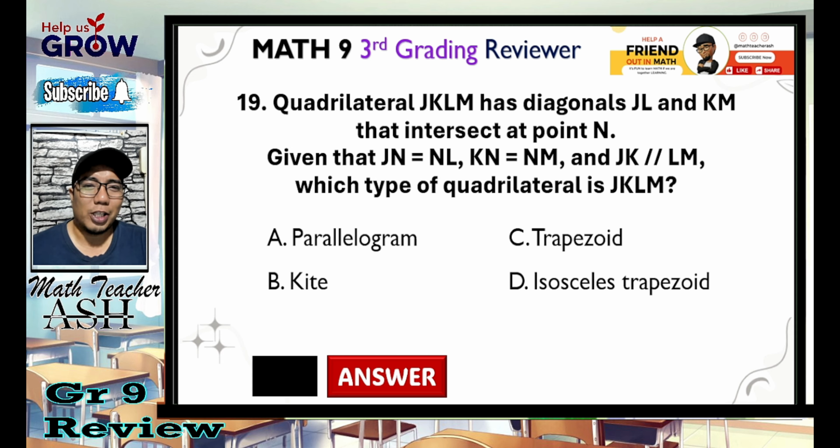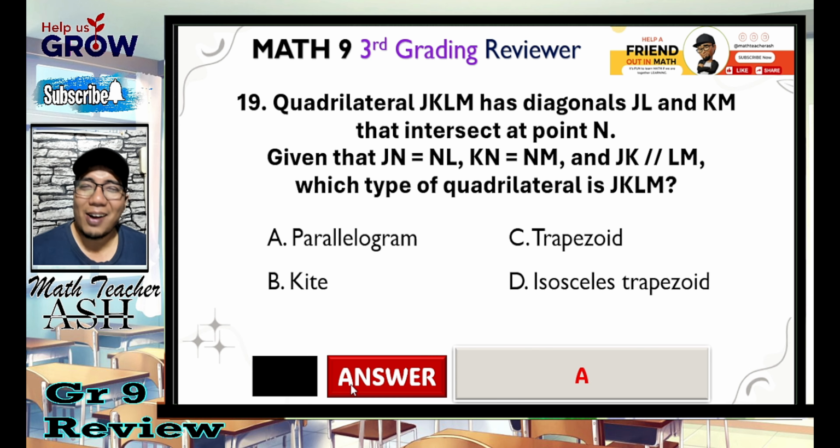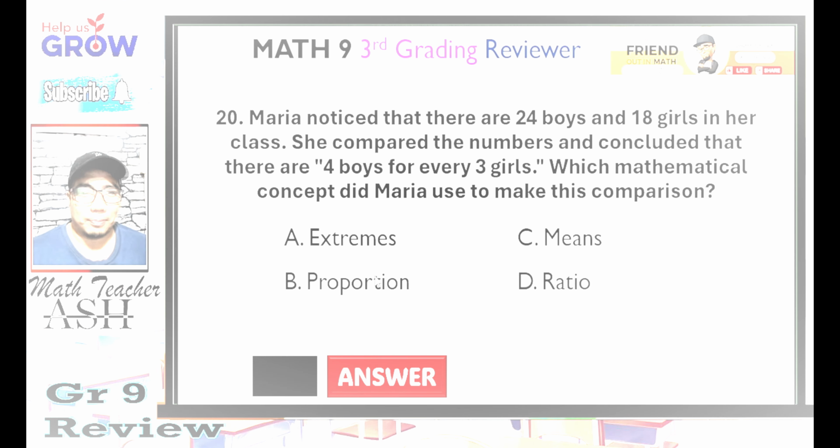Alright, my dear math learners, it is very obvious that the diagonals bisect each other in the given. That is, JN is equal to NL and KN is equal to NM. And if that is the case, my dear math learners, among the 4 given choices, only one of them has the property of having diagonals bisect each other. And that is a parallelogram, letter A. So let's check whether we are correct. Alright, easy, right?